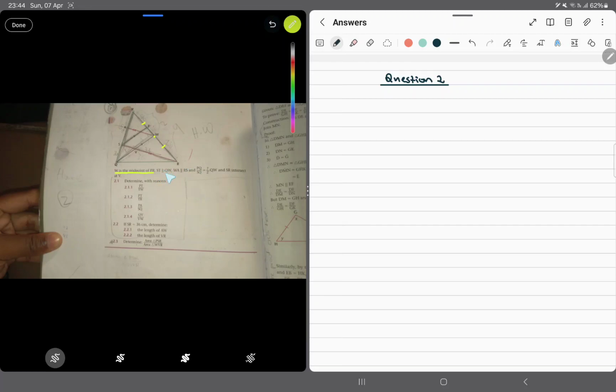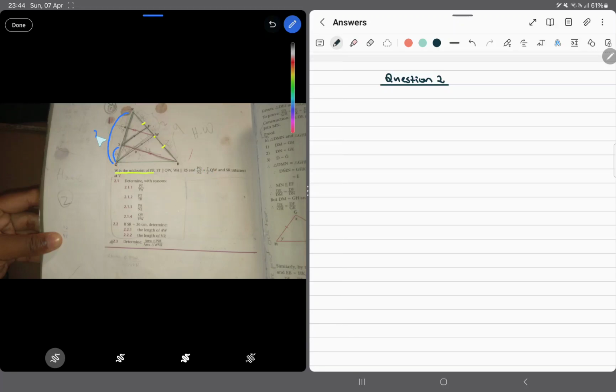And then ST is parallel to QW. We can see that ST is parallel to QW. It's already indicated. And WA is parallel to RS, again already indicated. And PQ over SQ, now that's good. PQ over SQ. So this is something we need to look at. So PQ over SQ is 7 over 2.